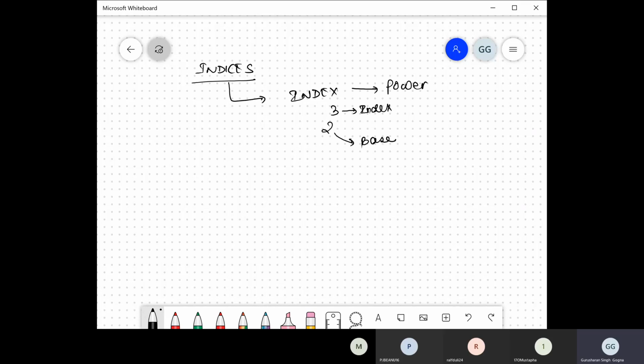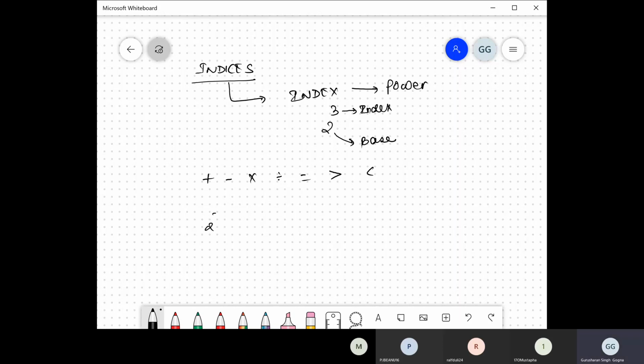In mathematics we use a lot of symbols. For example, plus, minus, multiplication, division, equal to, less than, greater than, these are all symbols in mathematics. Similarly, this is also a kind of symbol, or you can say notation, which you can use to save space as well as time.